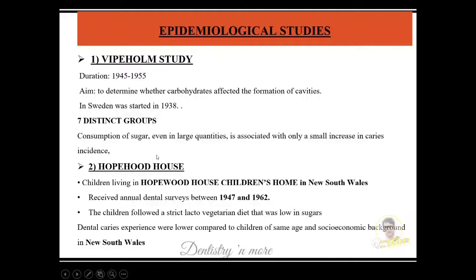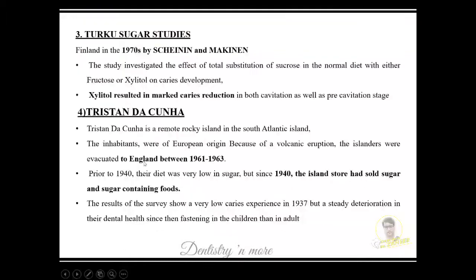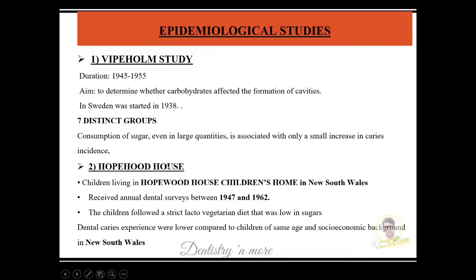It had 7 distinctive groups, given carbohydrate in different quantities, and finally they found out that carbohydrate is a causative factor for dental caries. Then the second study was the Hopewood House study in New South Wales between 1947 and 1962. The children followed a strict vegetarian diet which was low in sugar, and dental caries experience was lower compared to the children of the same age and socioeconomic background in New South Wales, because they were provided with a vegetarian diet with low sugar compared to the other children.